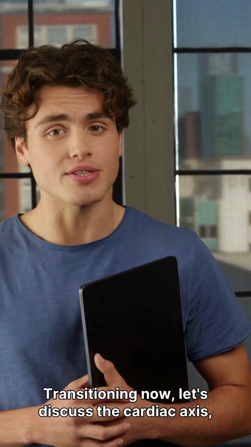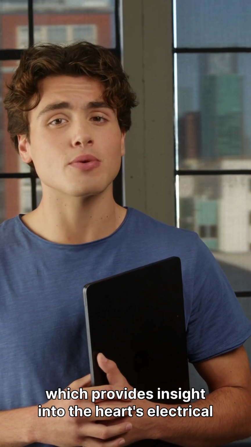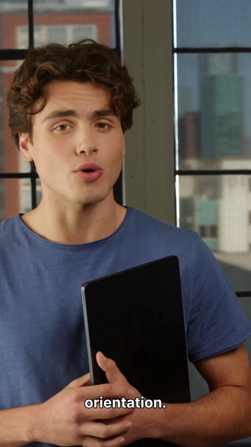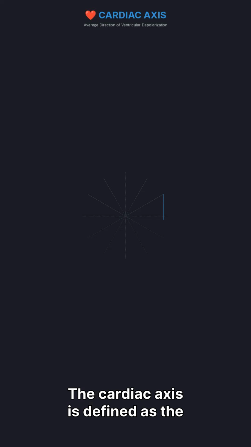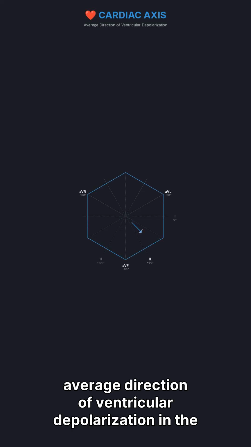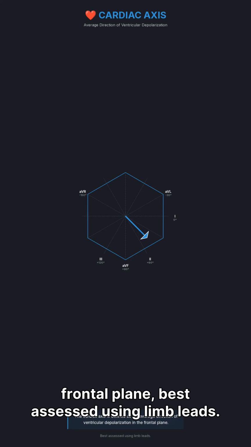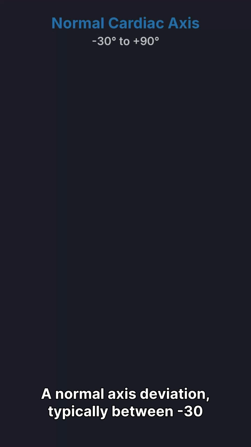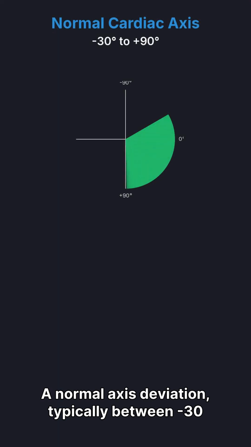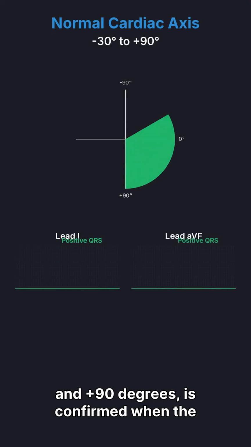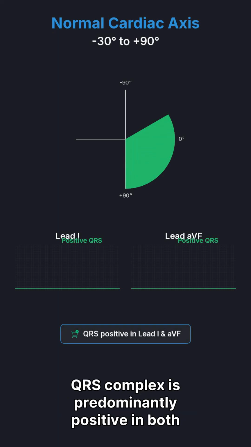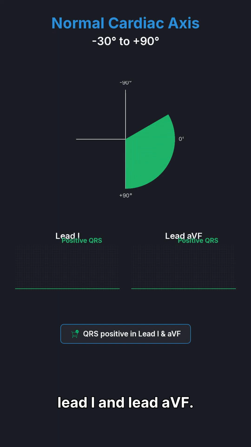Transitioning now, let's discuss the cardiac axis, which provides insight into the heart's electrical orientation. The cardiac axis is defined as the average direction of ventricular depolarization in the frontal plane, best assessed using limb leads. A normal axis, typically between minus 30 and plus 90 degrees, is confirmed when the QRS complex is predominantly positive in both lead I and lead aVF.